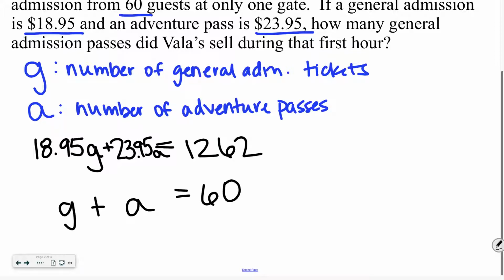Okay, you can use substitution. You can use elimination. I'm going to go ahead and let you turn to your neighbor and tell them which one you prefer. Take a vote.